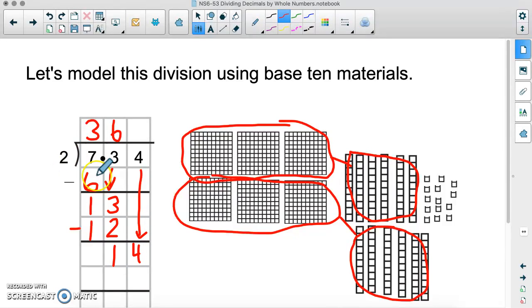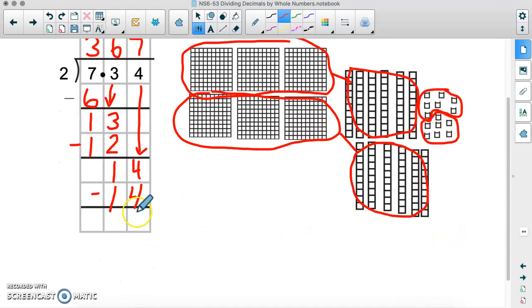Now we want to know how we can divide 2 into 14. Well, I can make 2 even groups of 7 hundredths. So 7 in one group, 7 in another group, okay? So we have 7. 7 times 2 is 14. Now I can subtract to have 0 left.